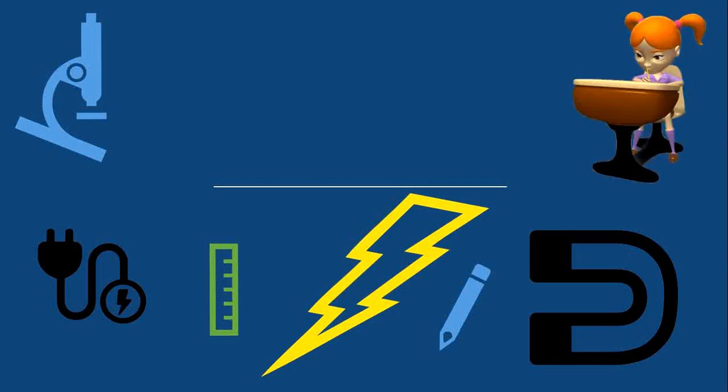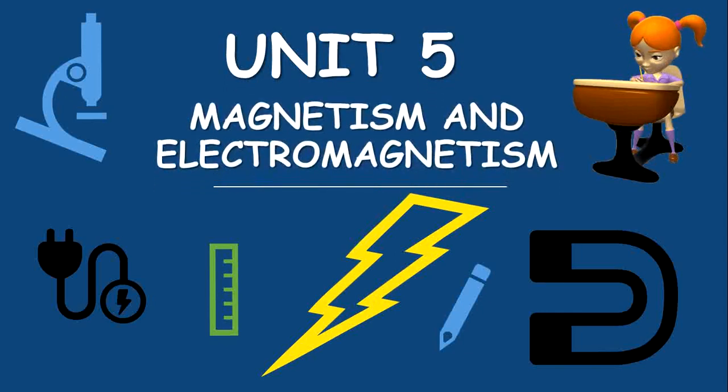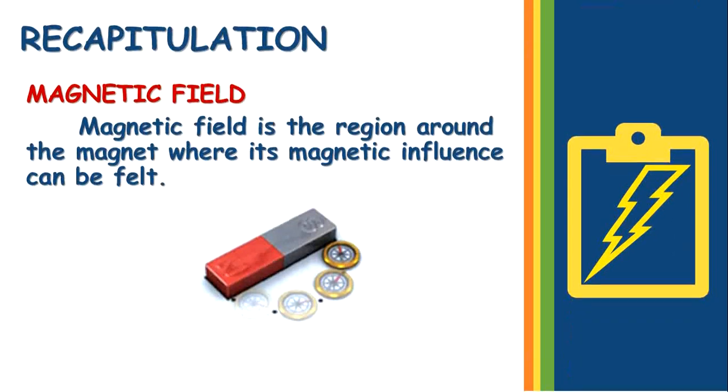Good morning students. Today we are going to see Unit 5, Magnetism and Electromagnetism. Before we go to the topic, let us revise the previous class portions.